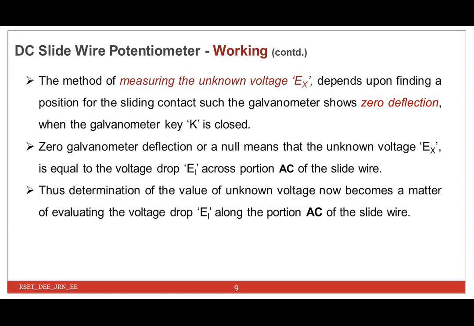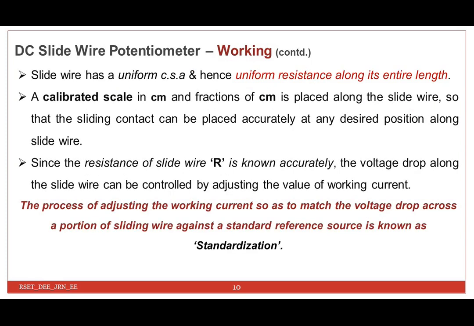Thus, the determination of the value of unknown voltage now becomes a matter of evaluating the voltage drop E1 along the portion AC of the slide wire. Now, the slide wire has a uniform cross-sectional area, made of manganin or constantan, and of uniform resistance along its entire length. A calibrated scale in centimeters and fractions of a centimeter is placed above the slide wire so that the sliding contact can be placed accurately at any desired position along the slide wire.